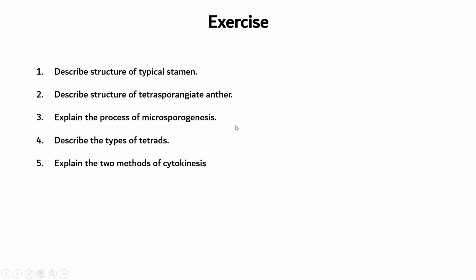Dear students, at the end of this topic there are some exercises. Describe the structure of a typical stamen. Describe the structure of a tetrasporangiate anther. Explain the process of macrosporogenesis. Fourth one, describe the types of tetrads. Fifth one, explain the two methods of cytokinesis.